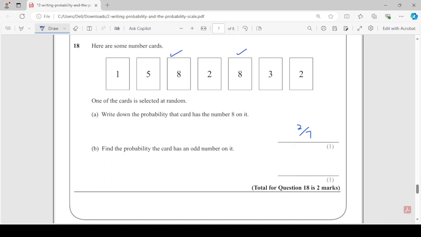Part B. Find the probability the card has an odd number on it. I will star all the odd numbers here. So 1, 5, and 3. So 3 over 7.